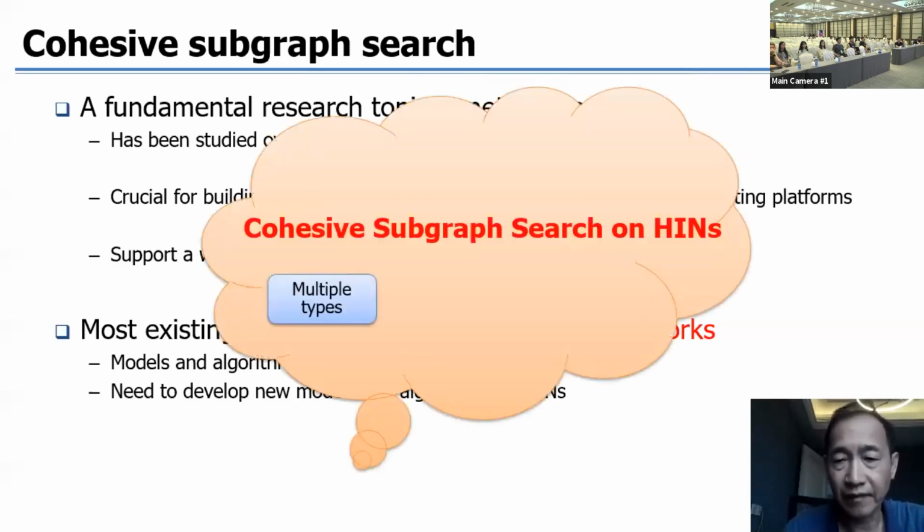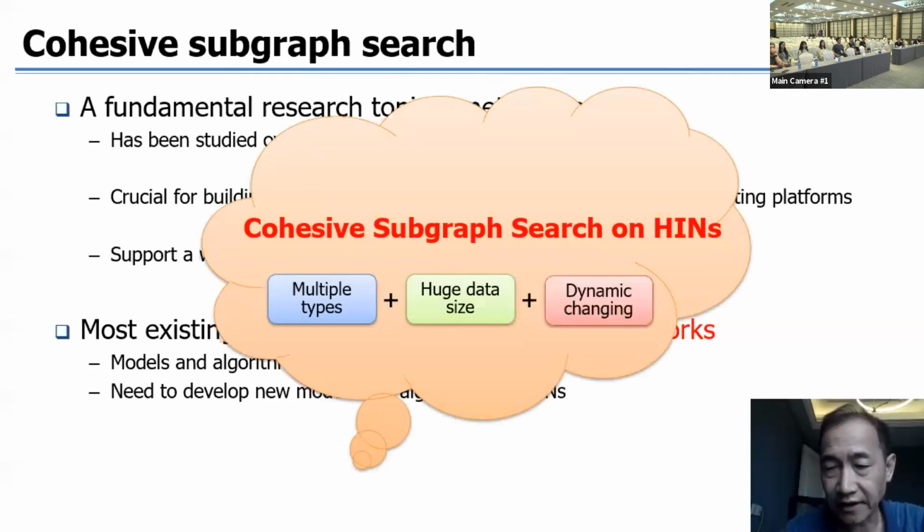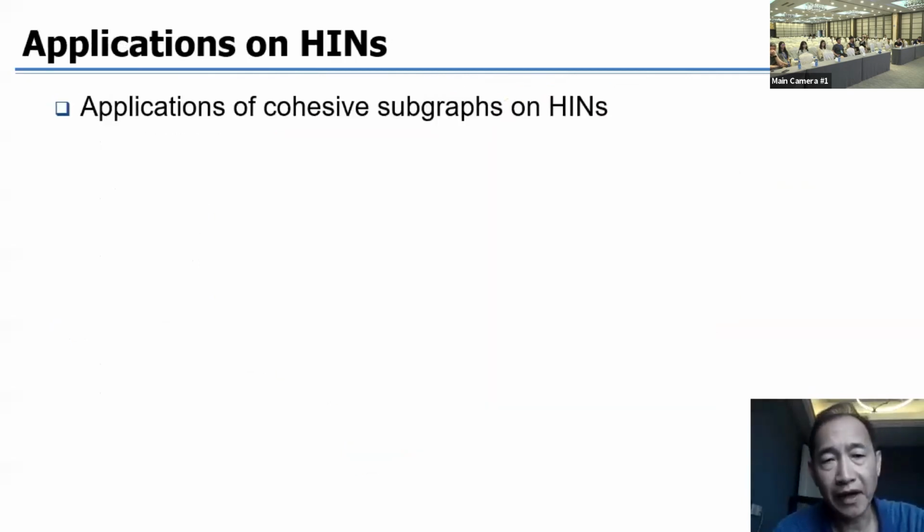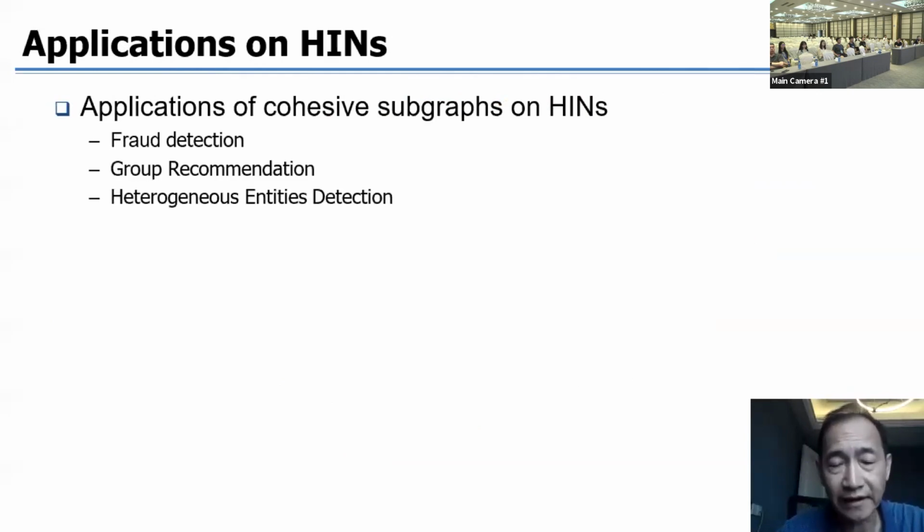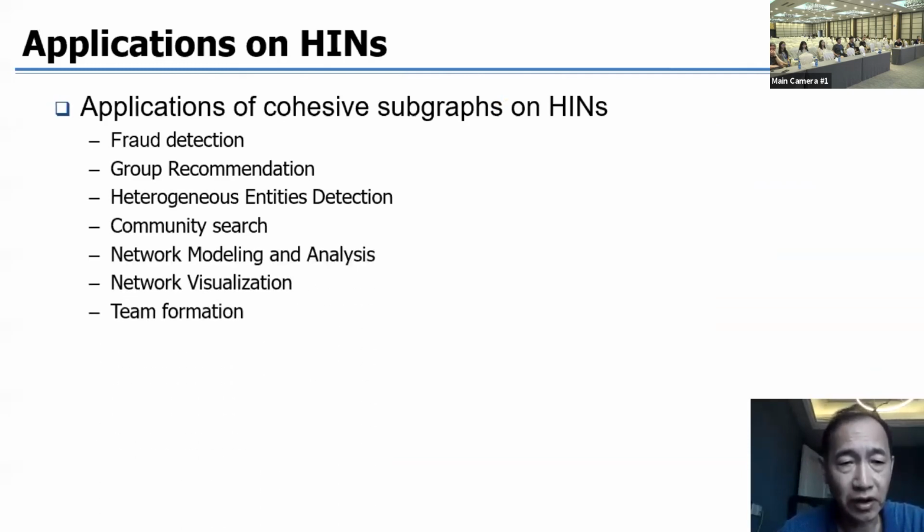The main challenges are multiple types, huge data size, and dynamic data. Later in this tutorial, my colleagues will address these issues. There are many applications of cohesive subgraphs on HINs: fraud detection, group recommendation, heterogeneous entity detection, community search, network modeling and analysis, network visualization, and team formation. I will address some of them in my talk.